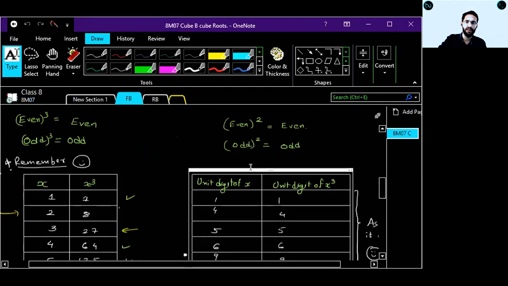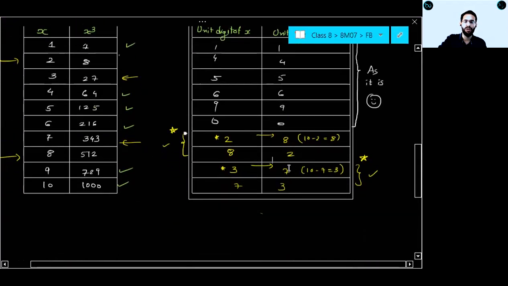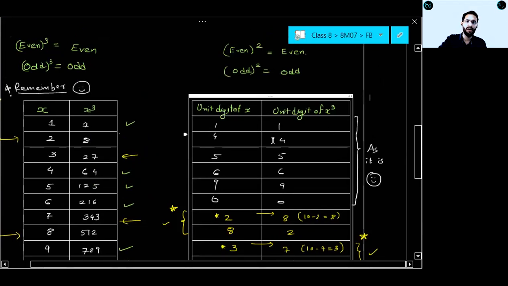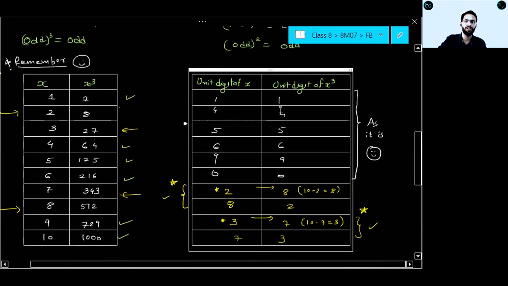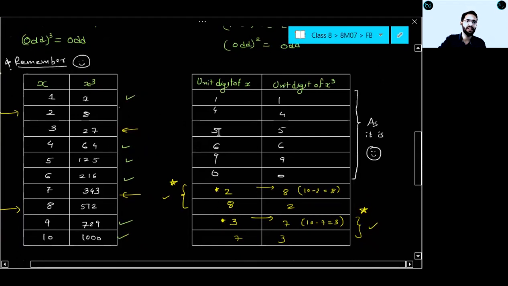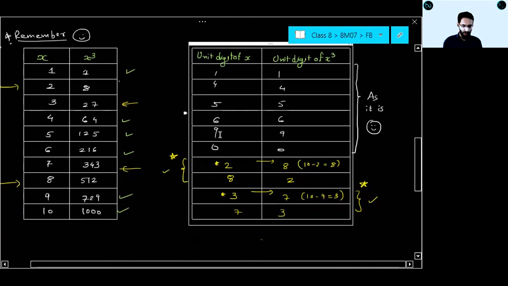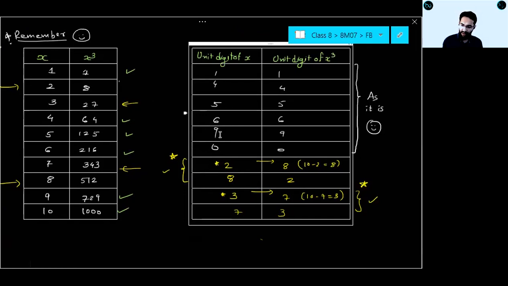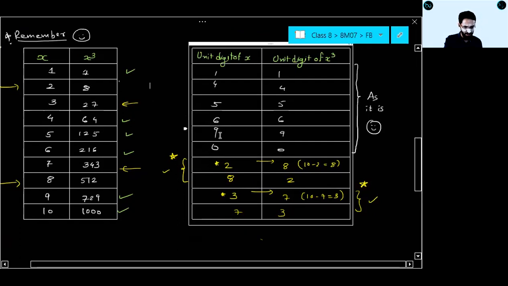here, if you check the unit digit of x cube, which digits are coming in the unit digit of x cube? 1, 2, 3, 4, 5, 6, 7, 8, 9, 10. All digits are coming or not? 0 to 9, all digits are coming. So by observing only, can you say whether any number is a perfect cube or not? Yes or no?